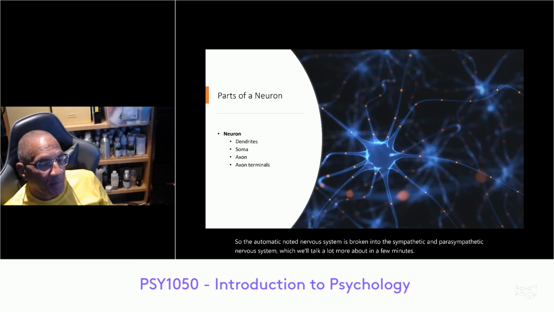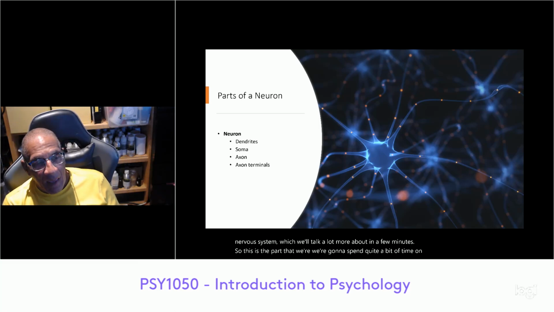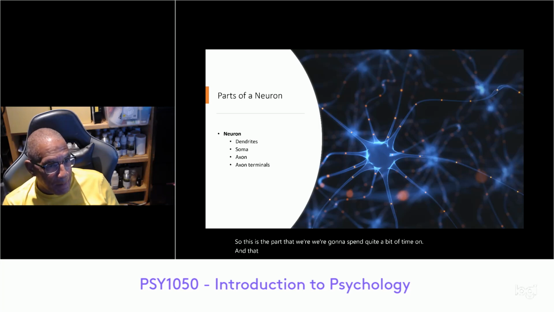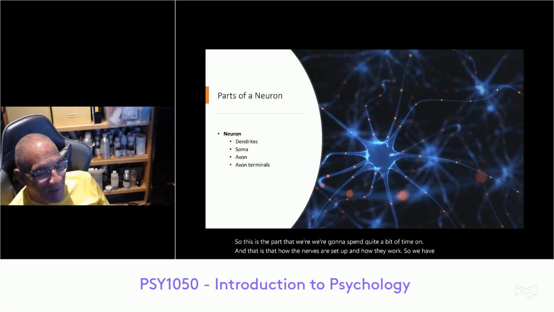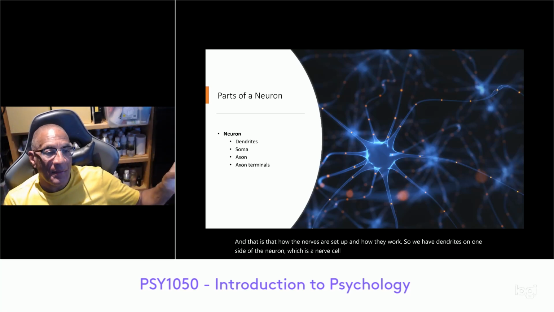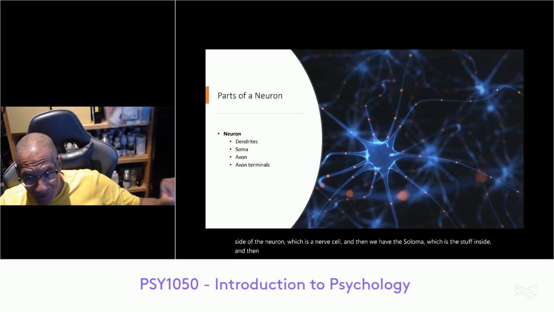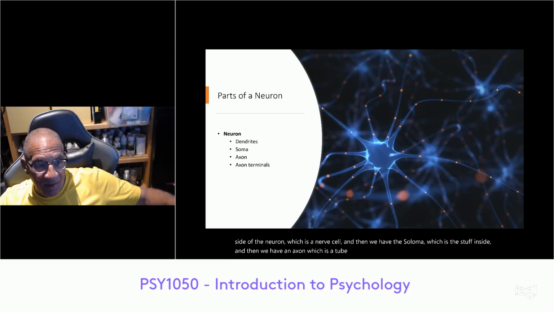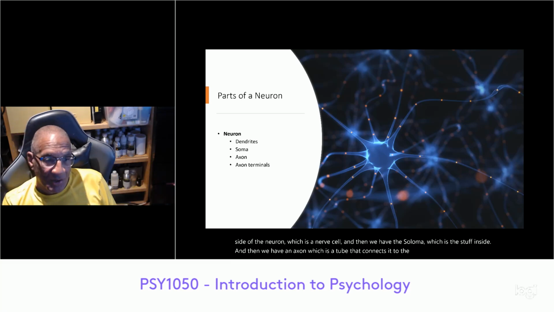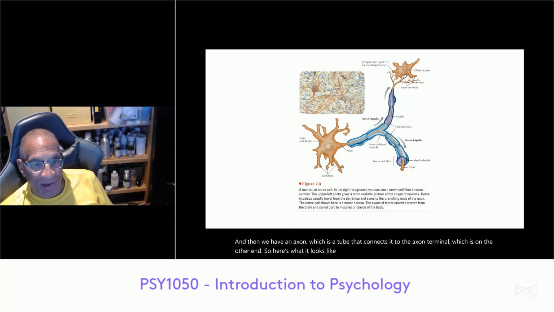So this is the part that we're going to spend quite a bit of time on, and that is how the nerves are set up and how they work. So we have dendrites on one side of the neuron, which is a nerve cell, and then we have the soma, which is the stuff inside, and then we have an axon, which is the tube that connects it to the axon terminal, which is on the other end. So here's what it looks like, right? So the soma is basically the cell body.